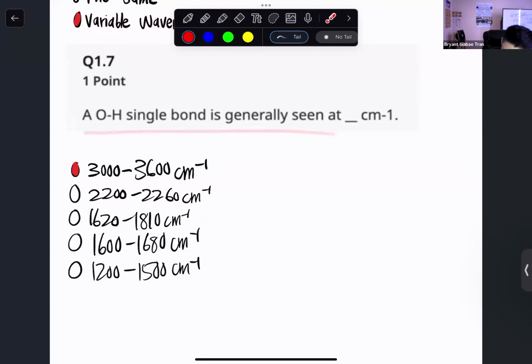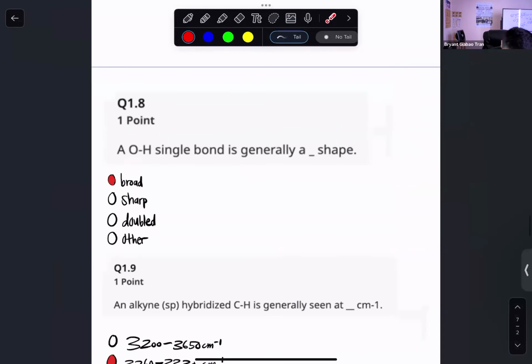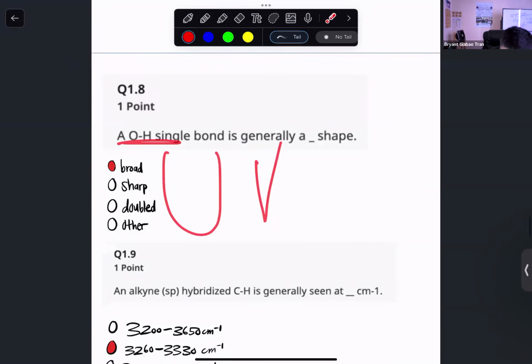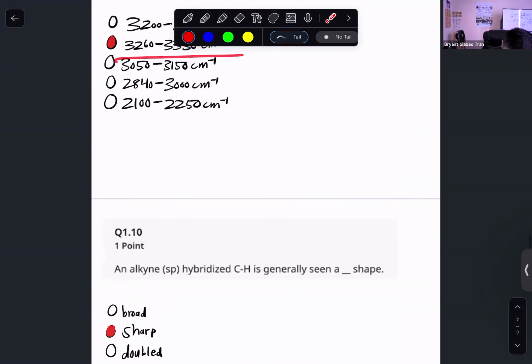The OH single bond, that broad OH peak at around 3300, is going to be at 3000 to 3600. The OH single bond has a broad shape, so some peaks will have a sharp shape, some peaks will have a broad shape, like the OH alcohol bond. The alkyne sp carbon hydrogen is going to be around 3300.